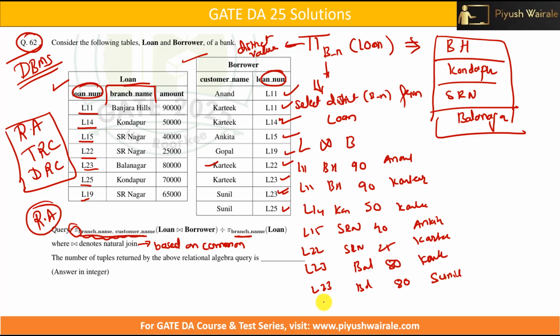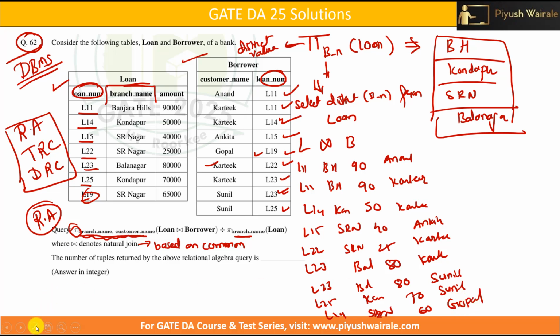And then we have L25. L25 we have Kondapur. We have 70,000. And then we have again Sunil. And then we have L19. L19 will try to match with this one. L19, SR Nagar 60,000. And then we have a Gopal.